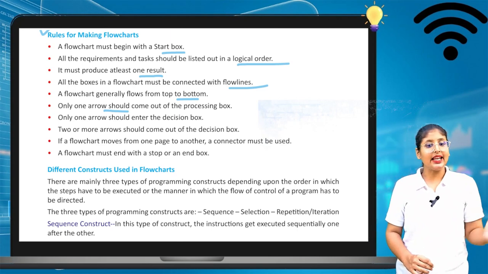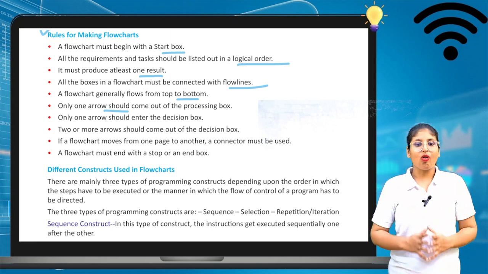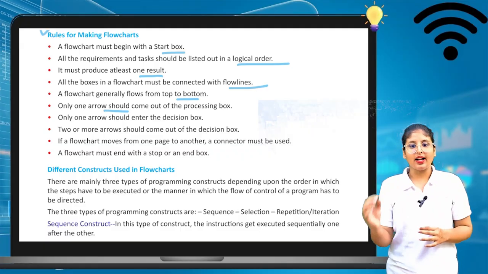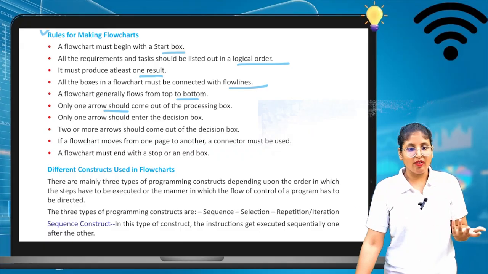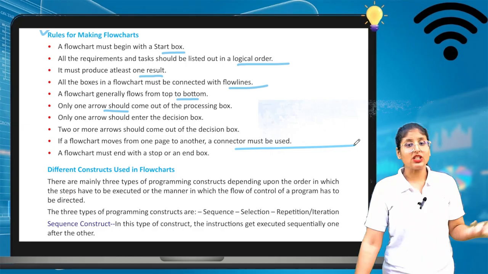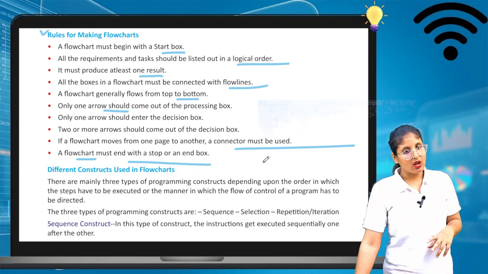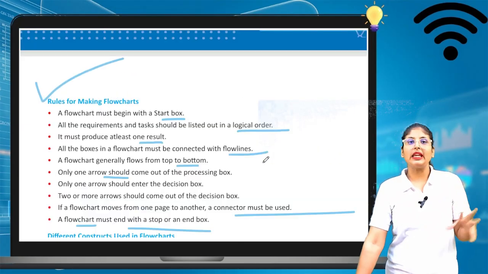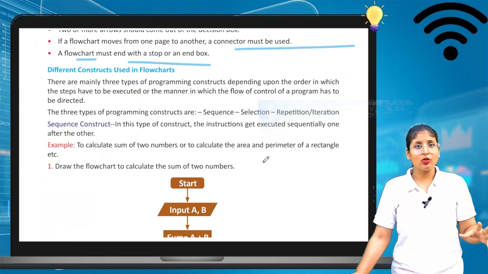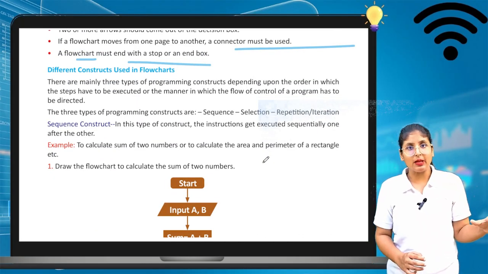And next, when a flow chart moves from one page to another, a connector must be used. And a flow chart must end with a stop or an end box. So these are the rules of making a flow chart. I hope you are getting the rules of how we are able to make one.